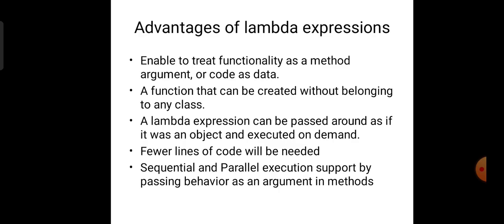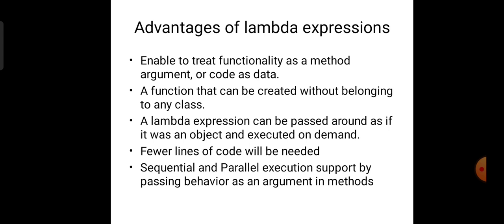Then finally for the lambda expression, we cover the advantages of lambda expressions. They enable treating functionality as a method argument, or code as data. So we use functional methods in the lambda expression. Functions can be created without belonging to any classes. Lambda expressions can be passed around as if they were objects and executed on demand. Sequential and parallel execution is supported by passing behavior as an argument to a method. So these are the advantages of the lambda expression.